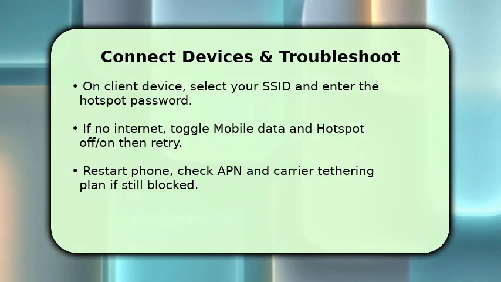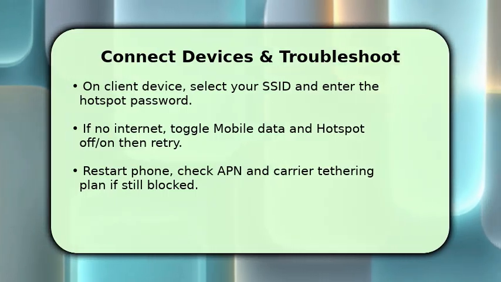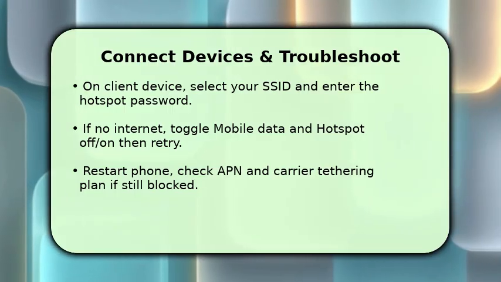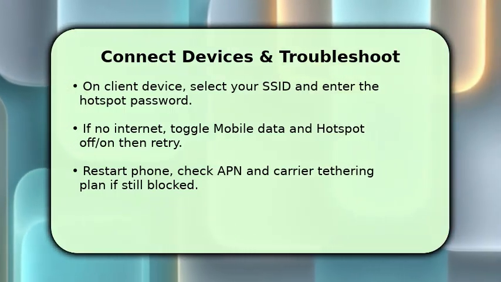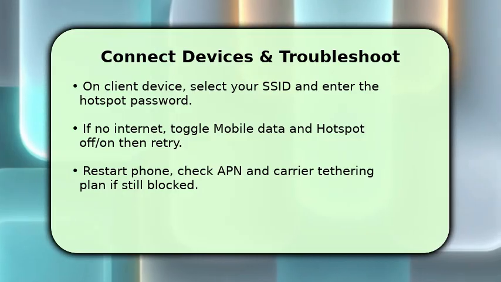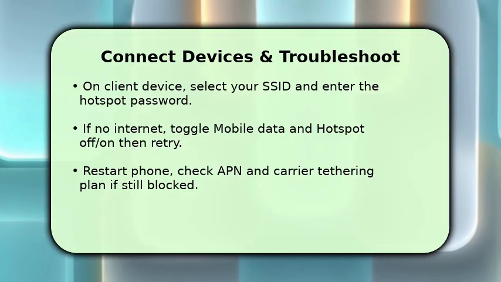This often restores routing. If problems persist, restart your Samsung, verify the carrier's tethering allowance, and check the APN settings because an incorrect APN can block shared internet. As a final key tip, try switching bands between 2.4 and 5 GHz to resolve compatibility or range issues.